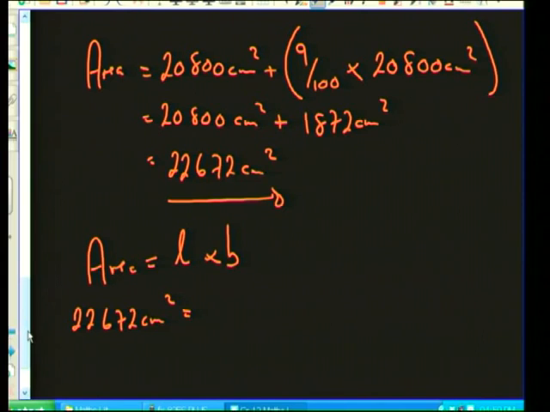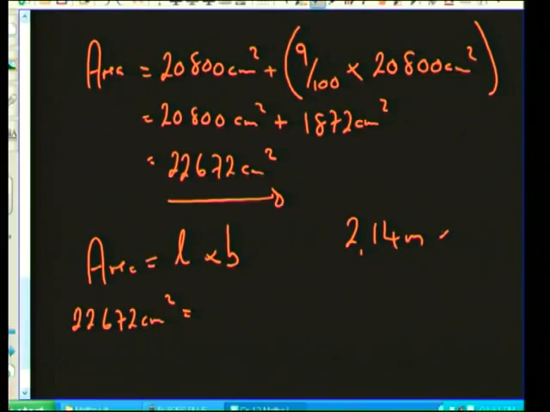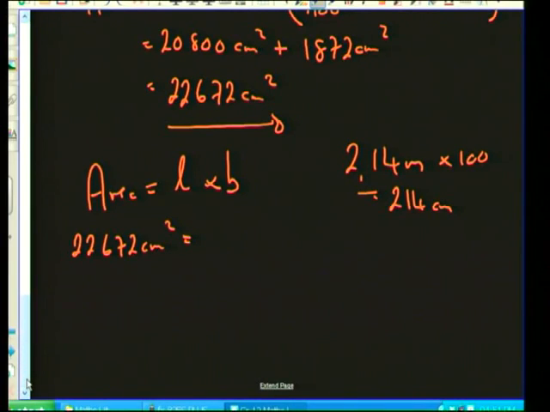2,14 meters, folk, I have a problem with that. Why do I have a problem? Because so far I'm dealing in centimeters. Now we get something weird in meters. Let's convert our 2,14 meters to centimeters. How many centimeters in a meter? There are 100. So let's take this 2,14, multiply it by 100, and I'm going to get 214 centimeters. So the length is 214 centimeters times a breadth.